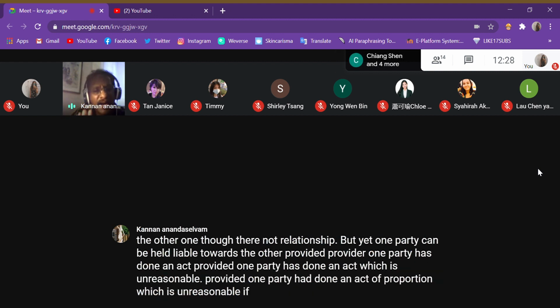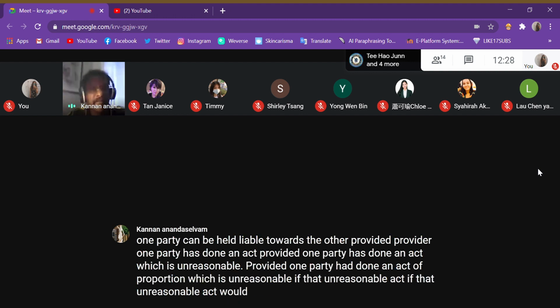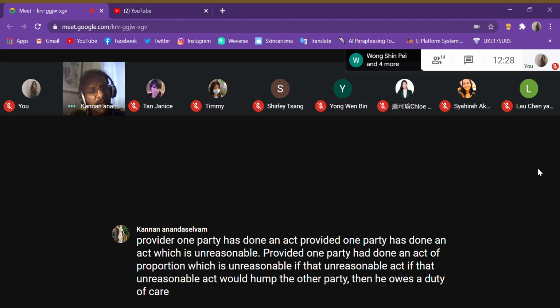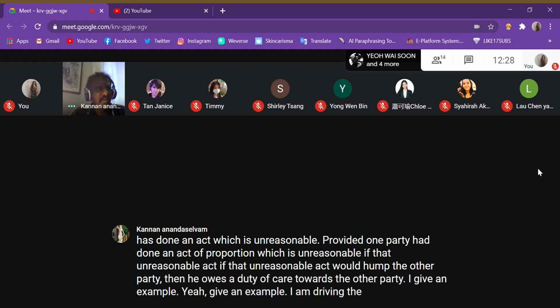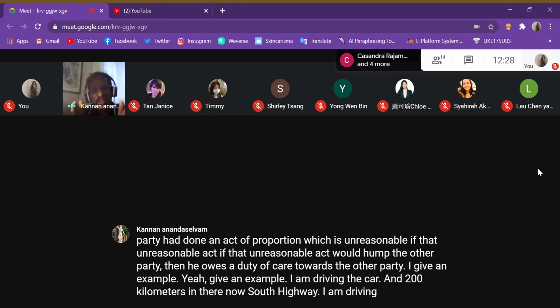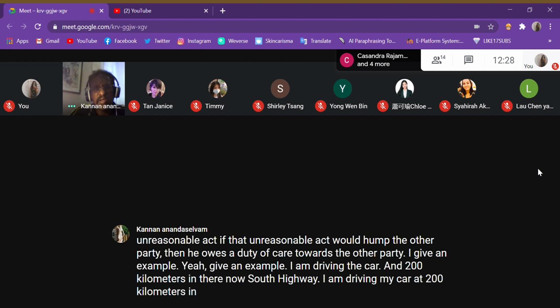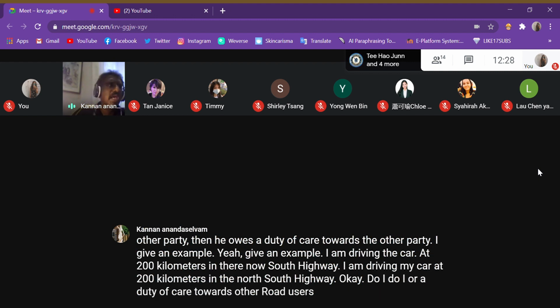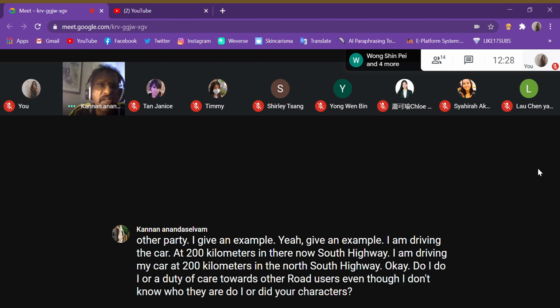If that unreasonable act could harm the other party, then he owes a duty of care towards the other party. I'll give you an example here. I'm driving my car at 200 kilometers on the North-South Highway. Do I owe a duty of care towards other road users, even though I don't know who they are?